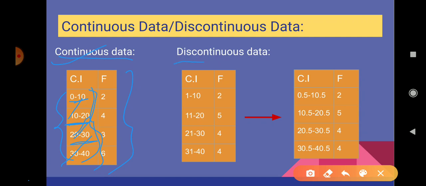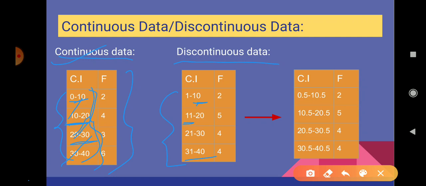But in discontinuous data, observe. Look here, 1 to 10, but then 11. Here it is 10, and the number changes here. Then 11 to 20. After 20 it is 21 to 30. After 30 it is 31 to 40. Here the data is not repeated. So this type of data we call discontinuous data.